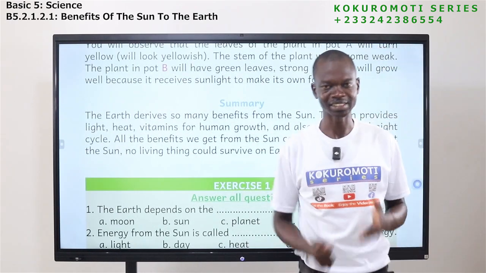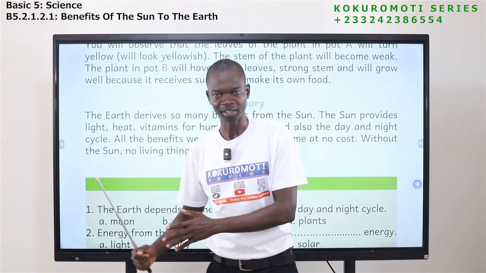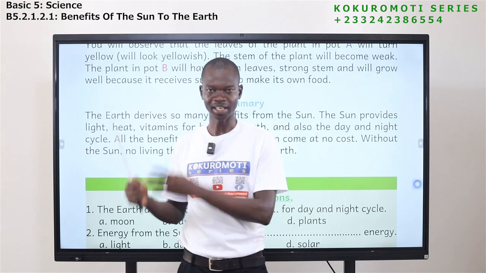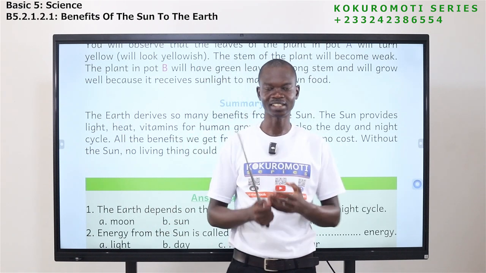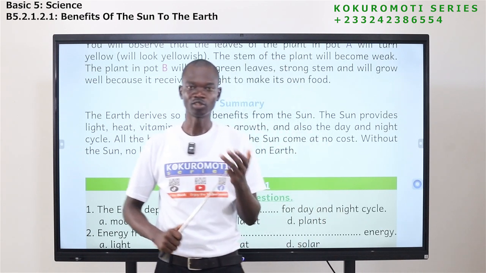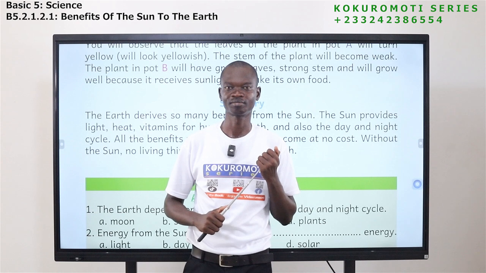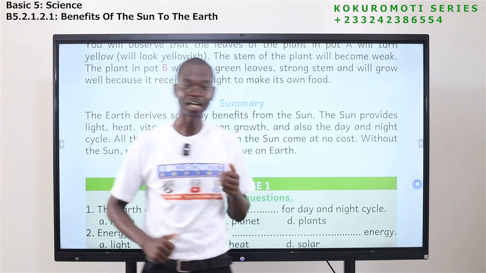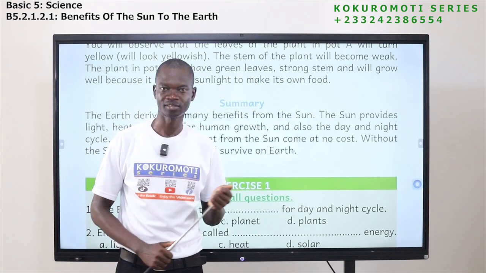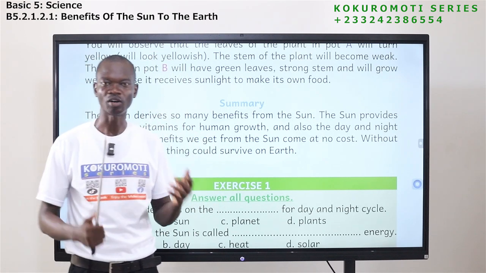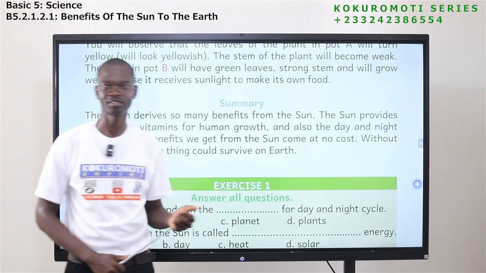Okay. Now in summary, what have you learned today? We have learned about the sun. We have learned about the earth. The benefits of the sun to the earth. We have seen so many things that the earth, those on earth, we are able to see because of what? The sun. We are able to dry our things because of the sun. Plants are able to also make their own food because of the sun.